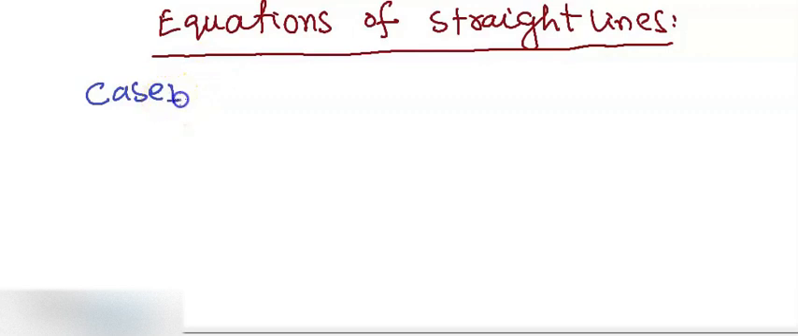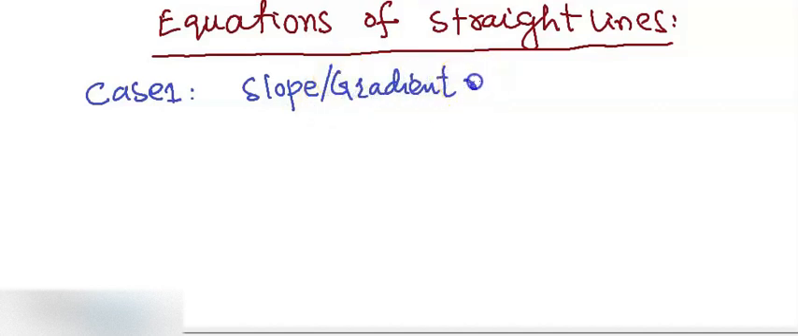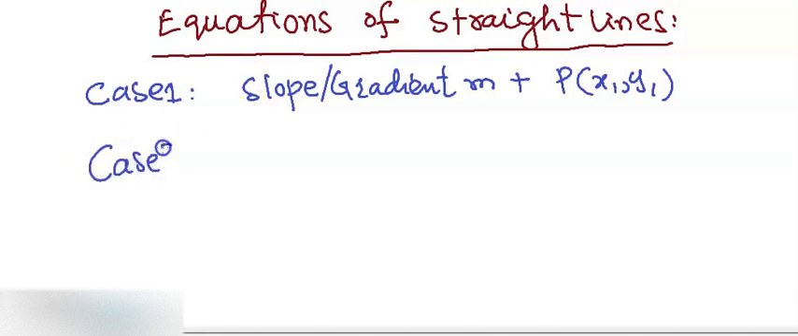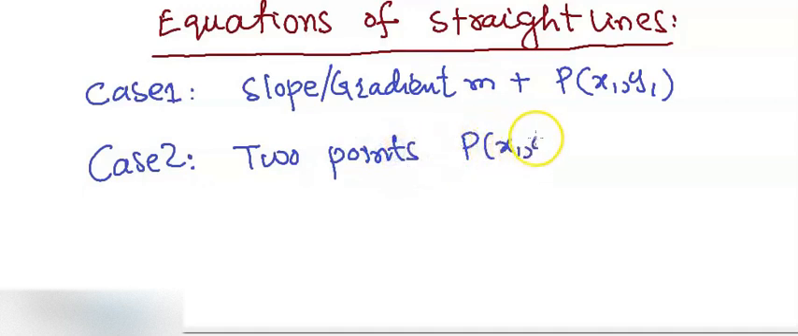Case 1, when the slope, or you can call it gradient, m plus a point is given. If we are given the slope and a point, how to form the equation we will learn in this session. In case 2, we will see if we are directly given 2 points, a line passing through 2 points, let's say P and Q, 2 different points, then how to form the equation.